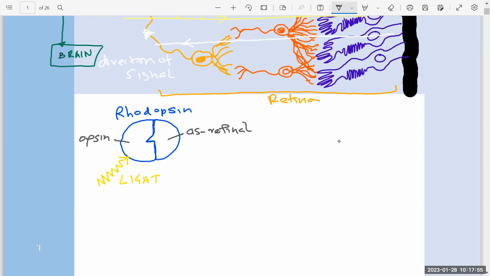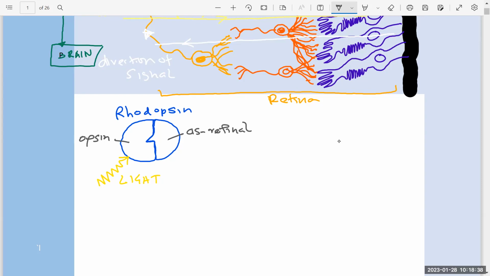So what is the effect of light? Light has the ability to change the bonds of this rhodopsin. So light energy can change the chemical bonds of rhodopsin, because light is an energy form. As long as we are loading energy to the rhodopsin molecule, it breaks some of the bonds or changes some of the bonds.